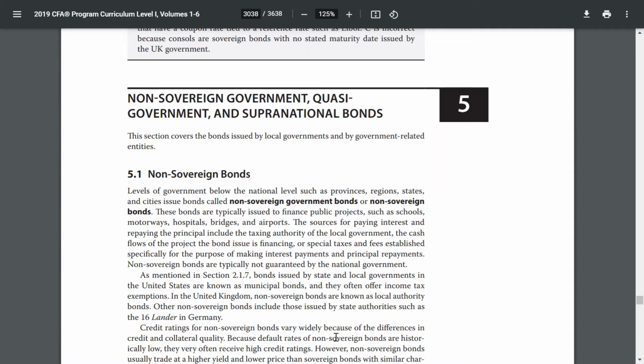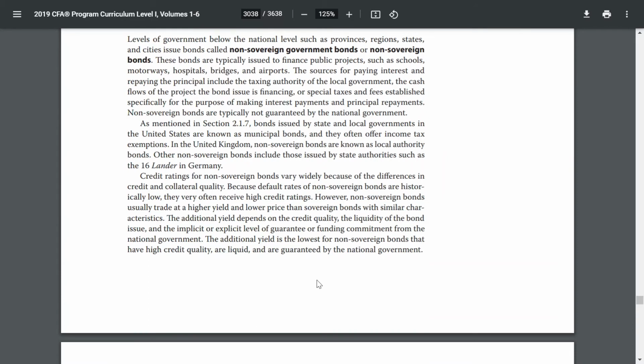Non-sovereign bonds are typically not guaranteed by national governments, as mentioned in section 2.1.7. Bonds issued by states and local governments in the U.S. are known as municipal bonds, and they offer income tax exemptions. In the U.K., non-sovereign bonds are known as local authority bonds. Other non-sovereign bonds include those issued by state authorities, such as the 16 Länder in Germany.